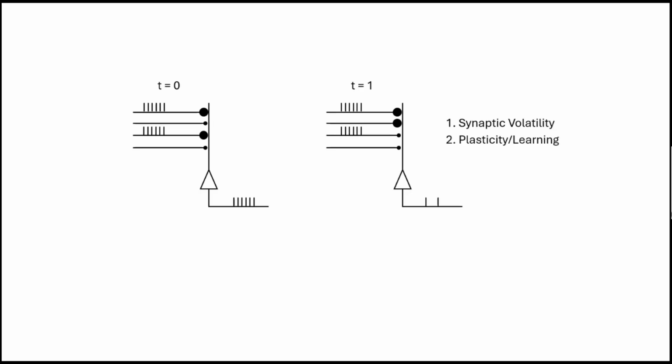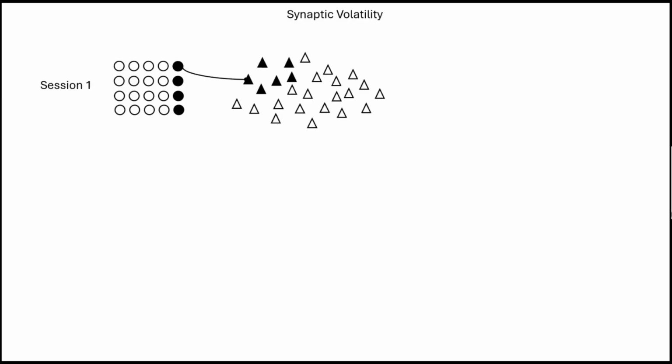Or it could be some plasticity or learning, right? Synapses change, they become depressed or potentiated due to the storage of information. In the case of the hippocampus, it's known the hippocampus is involved in a lot of different types of memory, including spatial memory, episodic memory. So that would make sense.